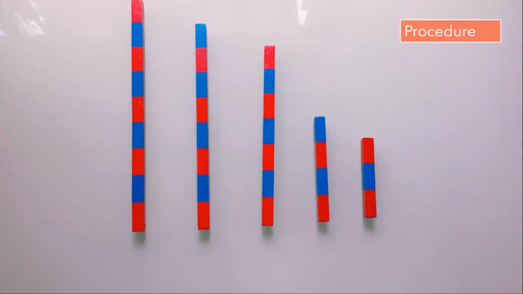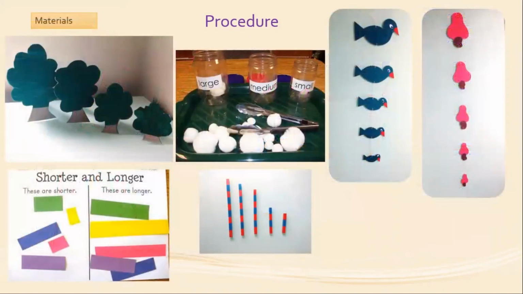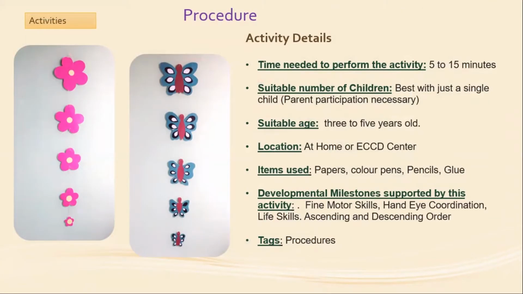Fourth one in the mathematical concepts is procedure. Procedure is a series of actions conducted in a certain order or manner. These are my in-class activities. These are my materials for activities. My first activity for procedure.